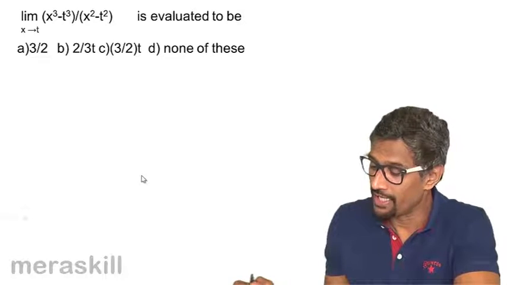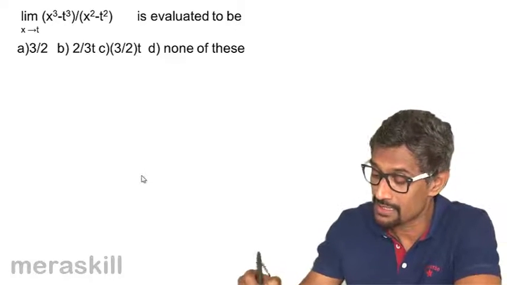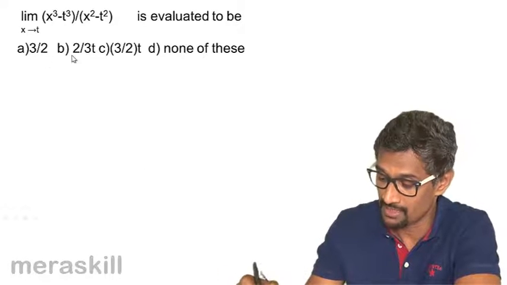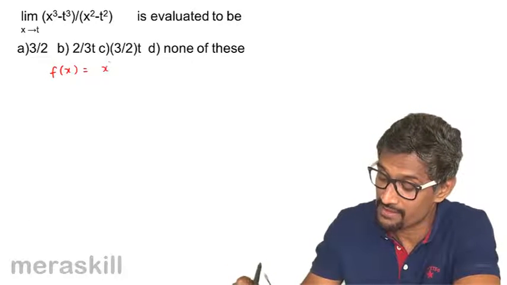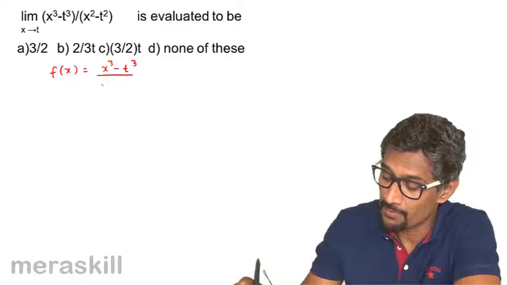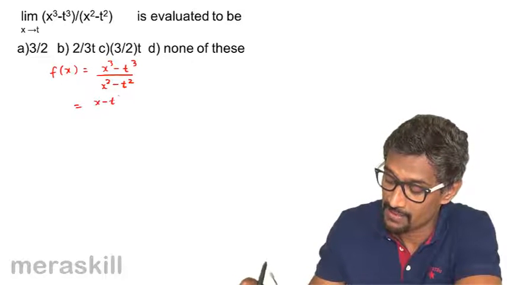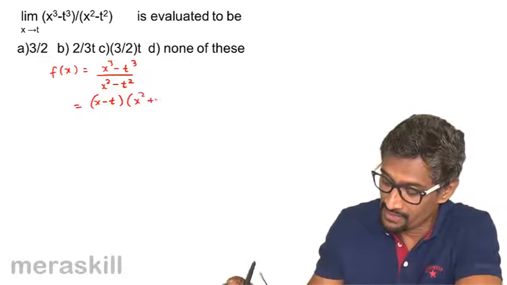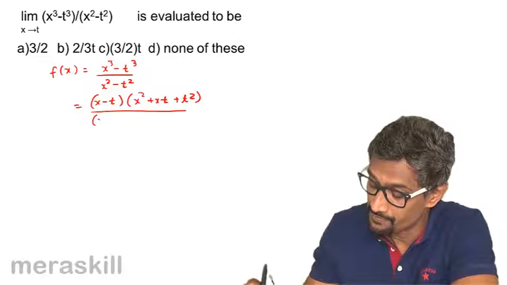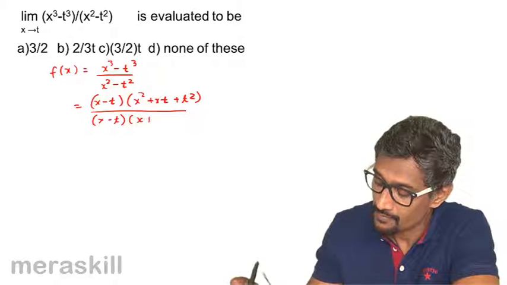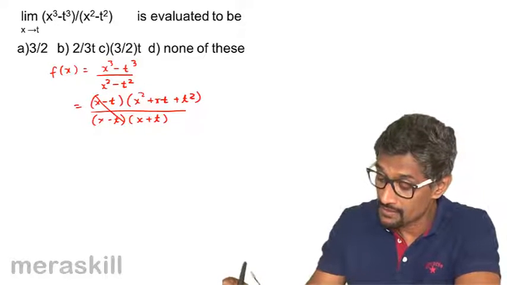Furthermore, here we have a function x cube minus t cube upon x square minus t square. Let's take this down. Limit is evaluated to be what among these? So let us take the function. As usual, we need to factorize this. So you have x cube minus t cube upon x square minus t square. This will turn out to be a cube minus b cube, that is x minus t, into x square plus xt plus t square upon x minus t, and hence you get this.